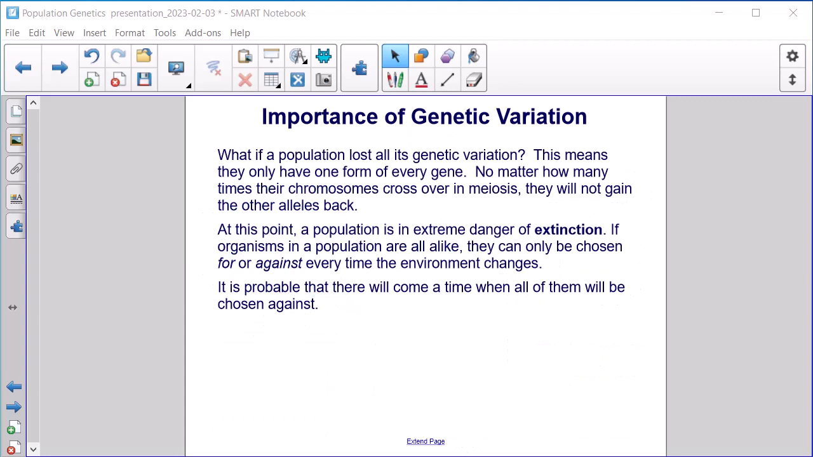What if a population lost all its genetic variation? This means they only have one form of every gene. No matter how many times their chromosomes cross over in meiosis, they will not gain the other alleles back. At this point, a population is in extreme danger of extinction. If organisms in a population are all alike, they can only be chosen for or against every time the environment changes. It is probable that there will come a time when all of them will be chosen against.